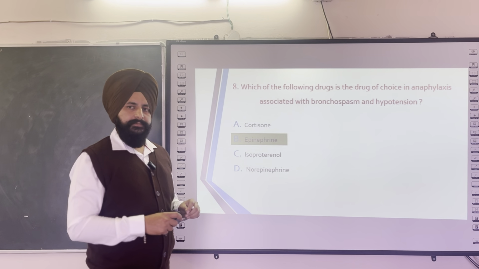The next question for this GPAT series is, accepted therapeutic indications for the use of antimuscarinic drugs include all of the following. The options are hypertension, motion sickness, Parkinson disease, post-operative bladder spasm. You can choose the correct answer for this question. The correct answer is hypertension.